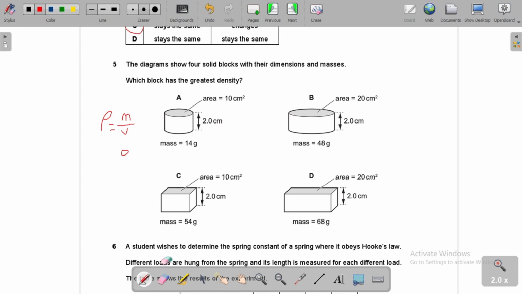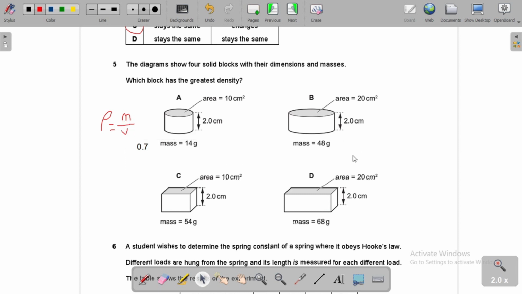Okay, I think I'll need to just type it. 14 divided by 20 gives me 0.7, and that is the density here. 0.7 is the density here.